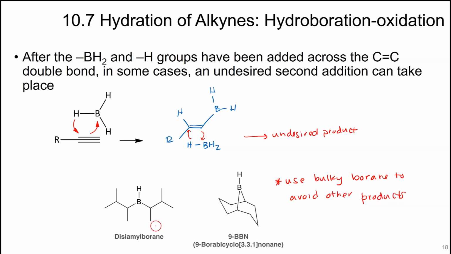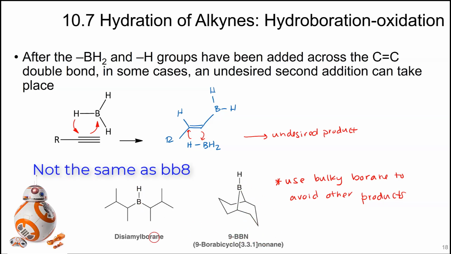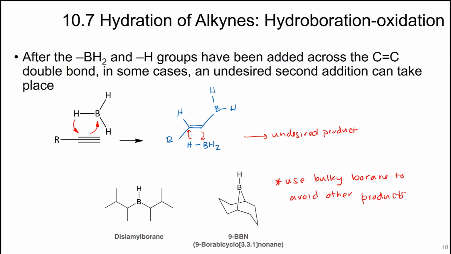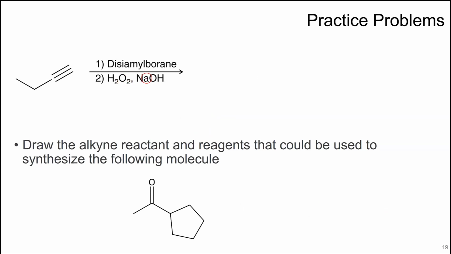So you can use diisoamylborane, which looks like this, or you can use 9-BBN. You don't need to know the structure of either of these. You can just write 9-BBN or diisoamylborane. For example, this reaction here, we have 1. diisoamylborane followed by H2O2, sodium hydroxide. We have a 4-carbon chain. It goes through the enol, and that will tautomerize to the aldehyde.